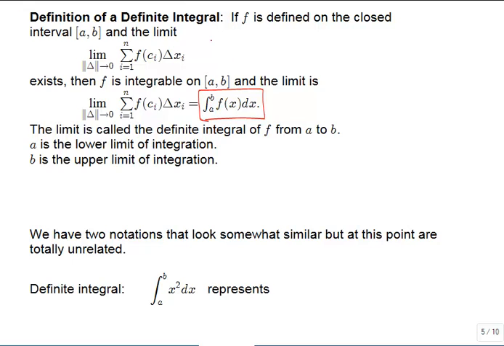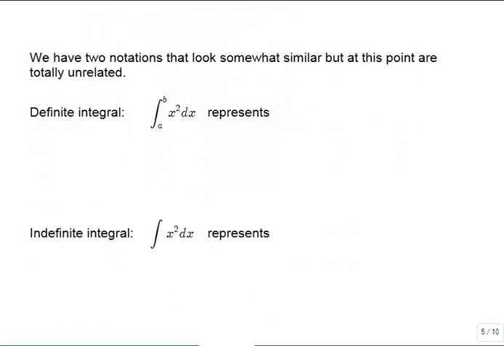So what this formula is saying is that if you have a Riemann sum whose norm is going to 0, then in the limit, as that norm goes to 0, this will turn into the exact area represented by this definite integral from a to b of f of x dx. So we have two notations that look somewhat similar, but at this point are totally unrelated.